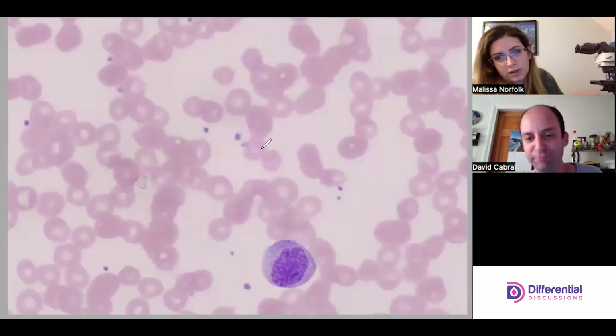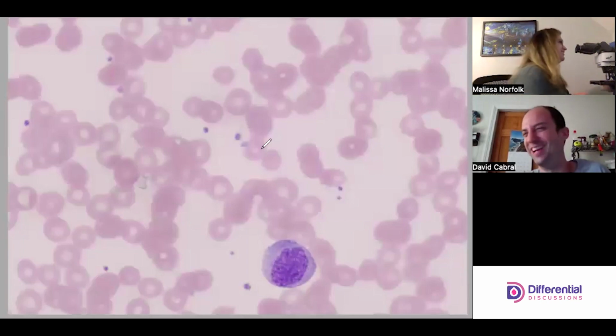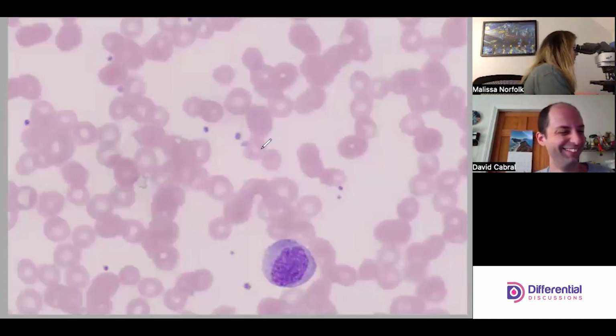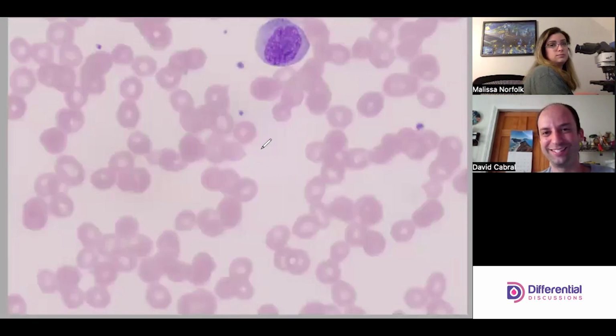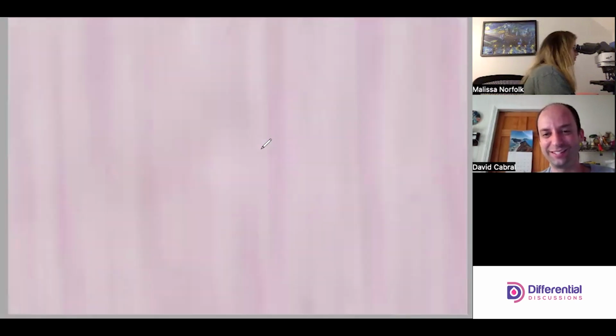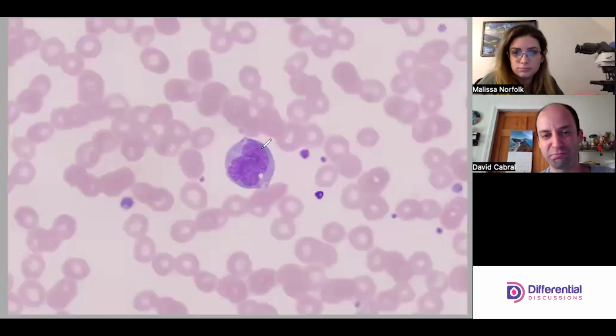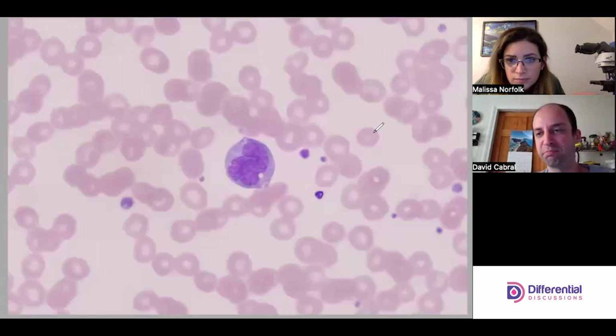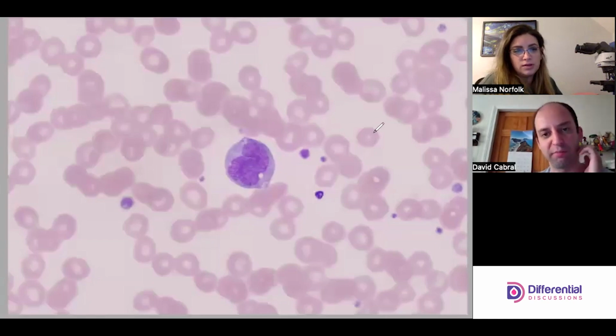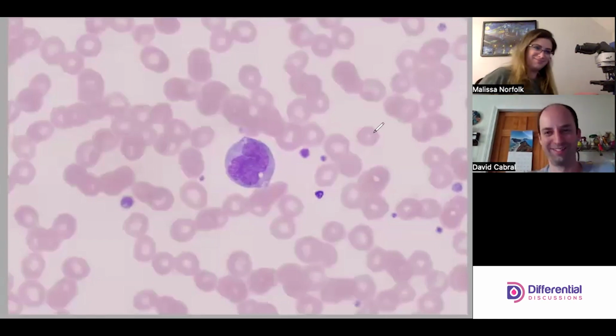Yeah, I agree, because not all monos have a pleomorphic nucleus. I want them to, but they don't listen to me. It makes our life easier. It would make my life a lot easier. Yeah, same, I think. And this one's nice and pleomorphic. It almost looks like he's flexing.